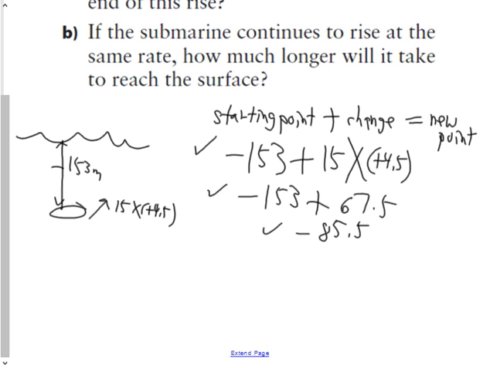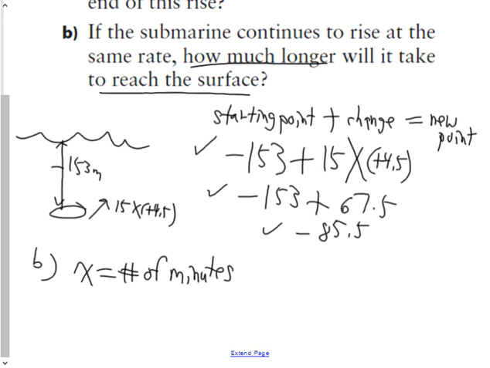And your last part to that question, B, says if the submarine continues to rise at the same rate, how much longer will it take to reach the surface? Now, this is a hard question because we're going to solve this with algebra. So X is going to equal the number of minutes, because we're looking for how long it will take to reach the surface.